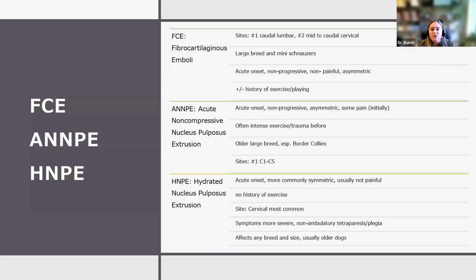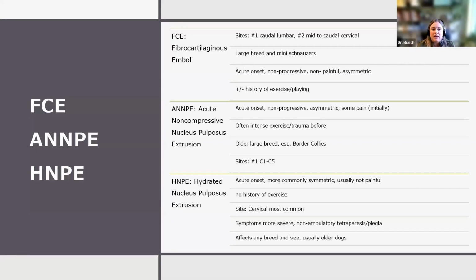Large breed patients are more common, and for some reason, mini schnauzers. So we'll see it in the schnauzers as well. And these typically may have a history of exercise or playing, and then suddenly go down. Right? There may be a vocalization and then go down. Not always, but sometimes there is. It's acute onset. It's generally non-progressive, especially after the first 24 hours. They're generally not painful after that initial thing, and it often is asymmetric. So usually one side's going to be worse than the other.